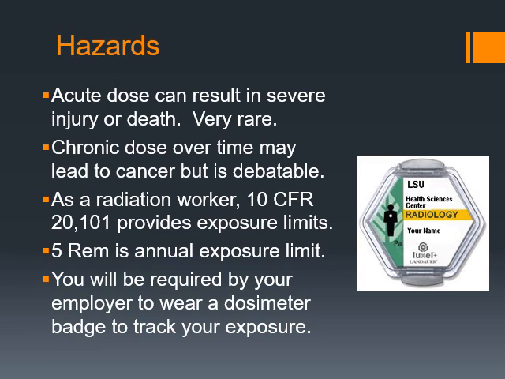Now, as a radiation worker, there are federal standards and laws that provide exposure limits. And for a radiation worker in the United States, the annual exposure limit for your whole body is 5 rem. Rem is a measurement, and it's something we could go into at a later date. Now, you will be required by your employer to wear a dosimeter, similar to what you see here on the right, to track your exposure, and you'll turn that in on a regular basis and get a report.